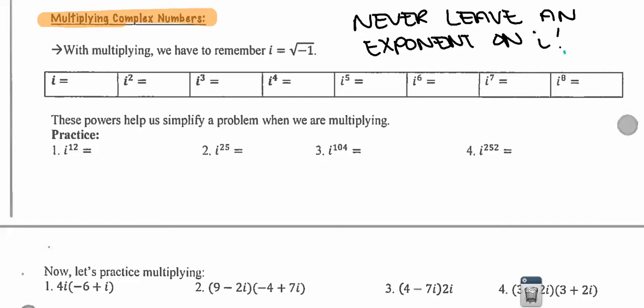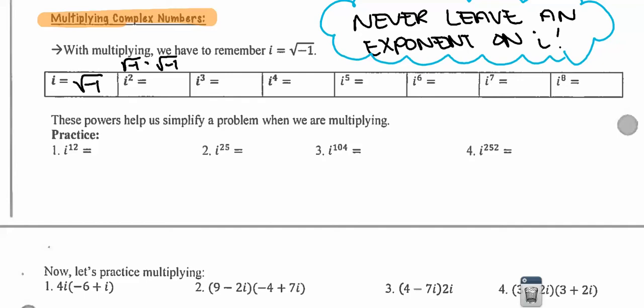Why? Because it can be broken down to be simpler, which is why it is never allowed to leave an exponent on i. So how I'm going to do that is I'm going to have to memorize patterns. So i equals the square root of -1, right? So i squared is just the square root of -1 times the square root of -1. Well, the square root of -1 times the square root of -1, that's just -1, right? Because square root of -1 times square root of -1 is whatever's underneath it.